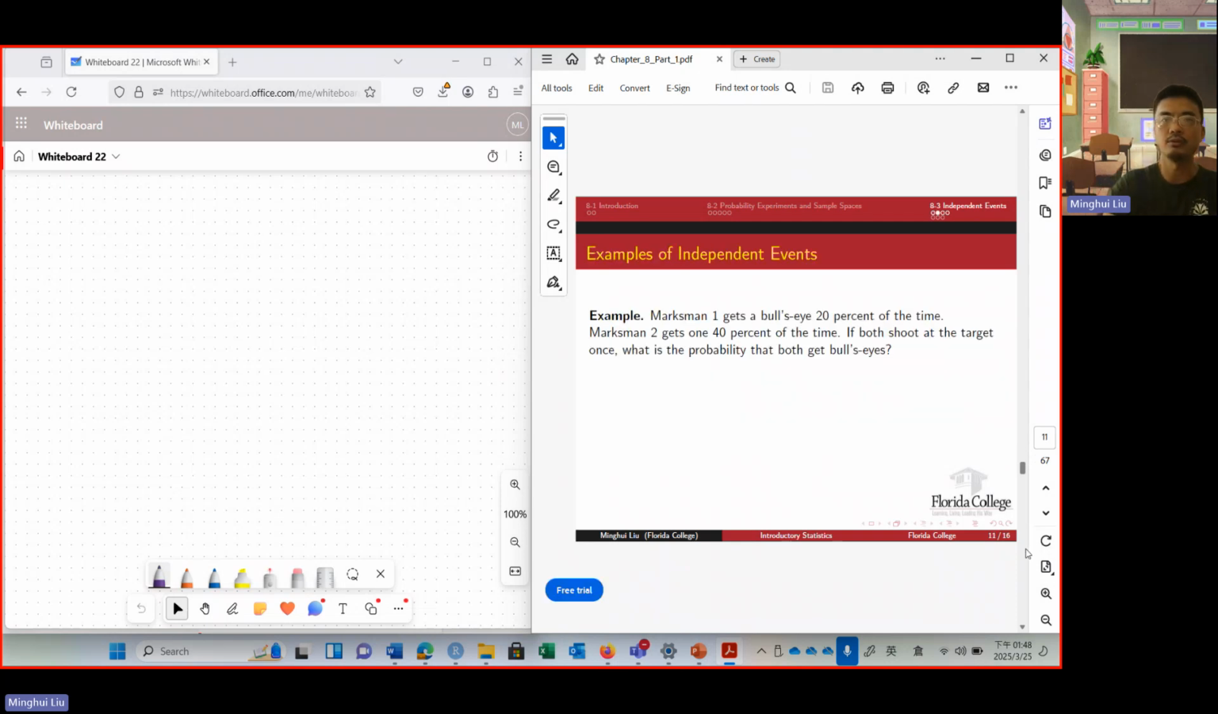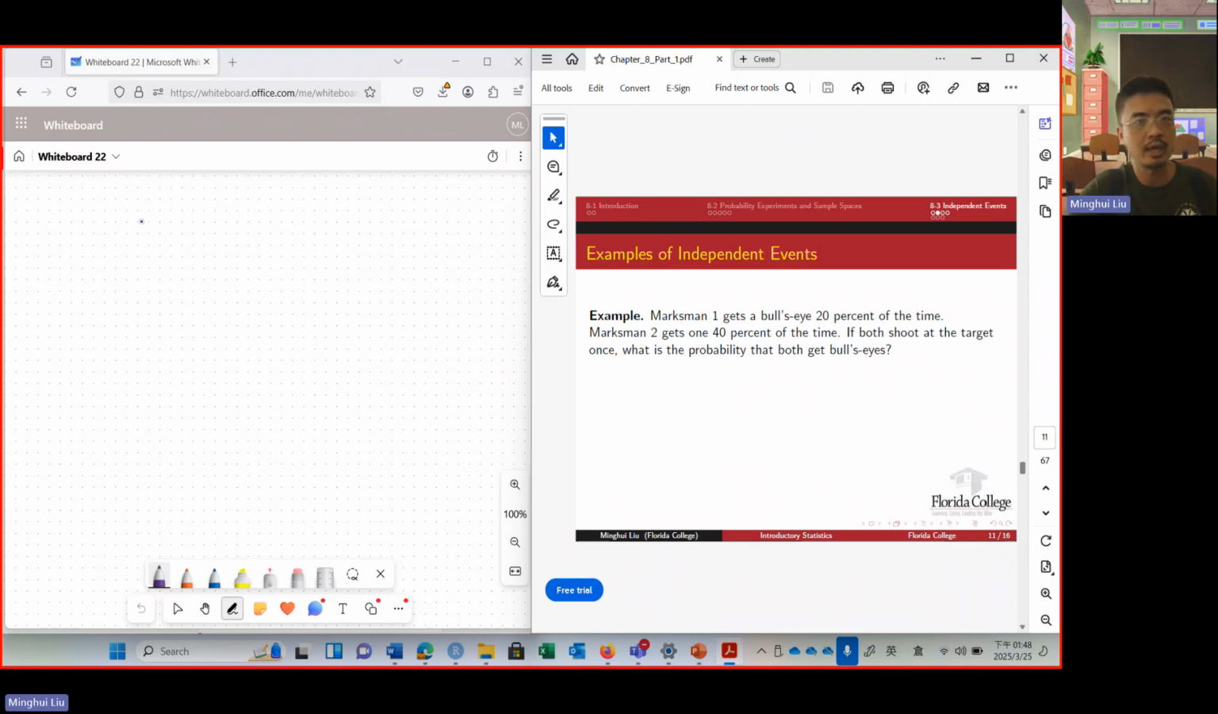Let me give you an example of independent events. Let's say there are two marksmen, and the first person gets a bullseye 20% of the time, and the second person gets 40% of the time. If both shoot at the target once, and we assume these two marksmen are independent, what is the probability of both getting a bullseye? Let's do this calculation.